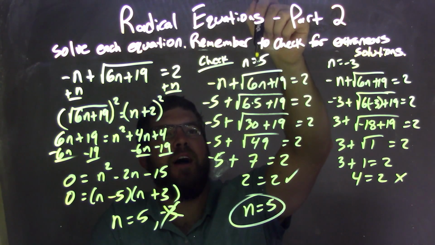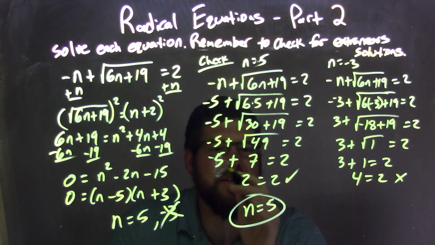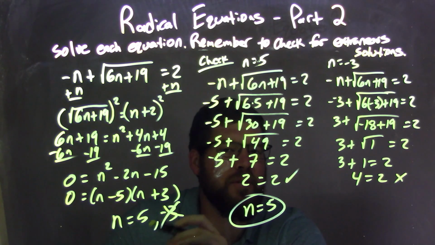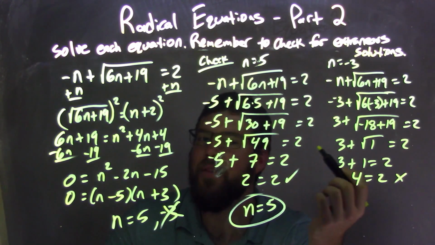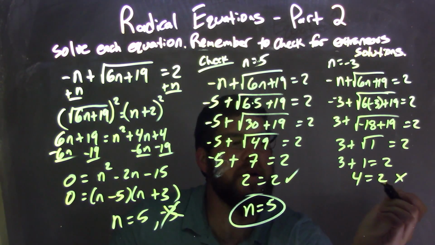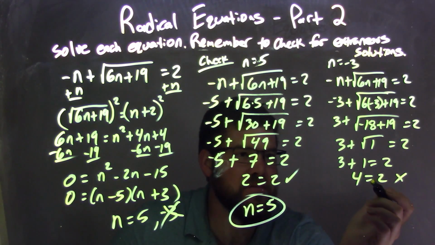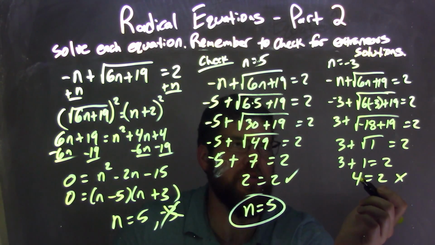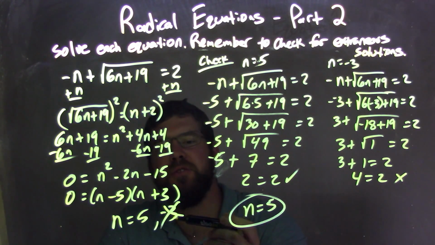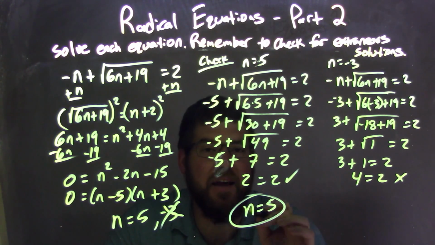I plugged 5 back into the original equation, and when I simplified down, I got 2 equal to 2. That it's true, right? Left and right-hand sides were both equal when I simplified it. And so I can say that 5 is a real solution, not extraneous. But I did the same thing with negative 3. Plugged that in, simplified, and I got 4 equals 2. That's not true, right? 4 does not equal 2. Not in our universe, at least. And so that's an extraneous solution. So negative 3 was an extraneous solution here. Cross that off. And so my final answer, I only have one real solution, and that is n equals 5.